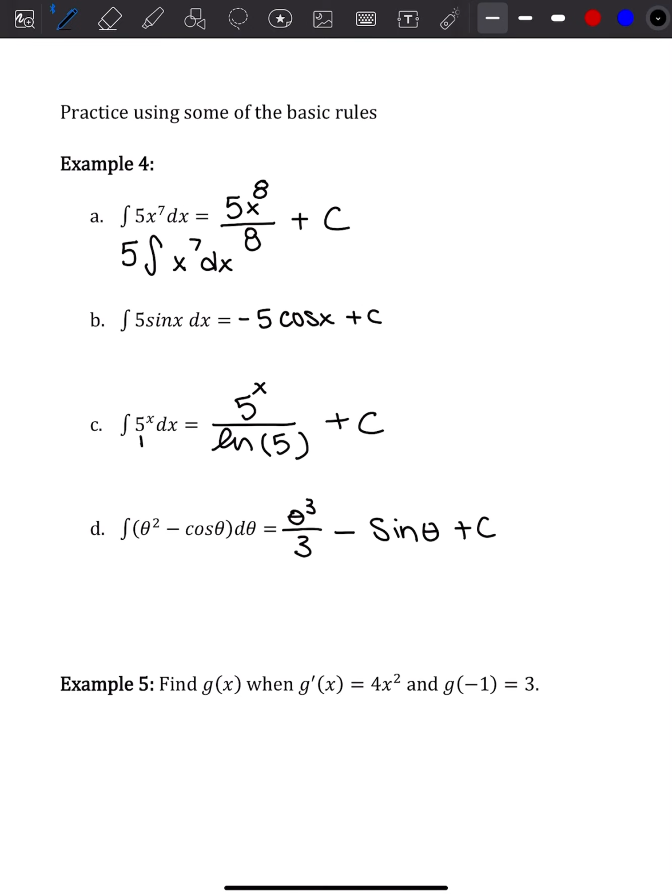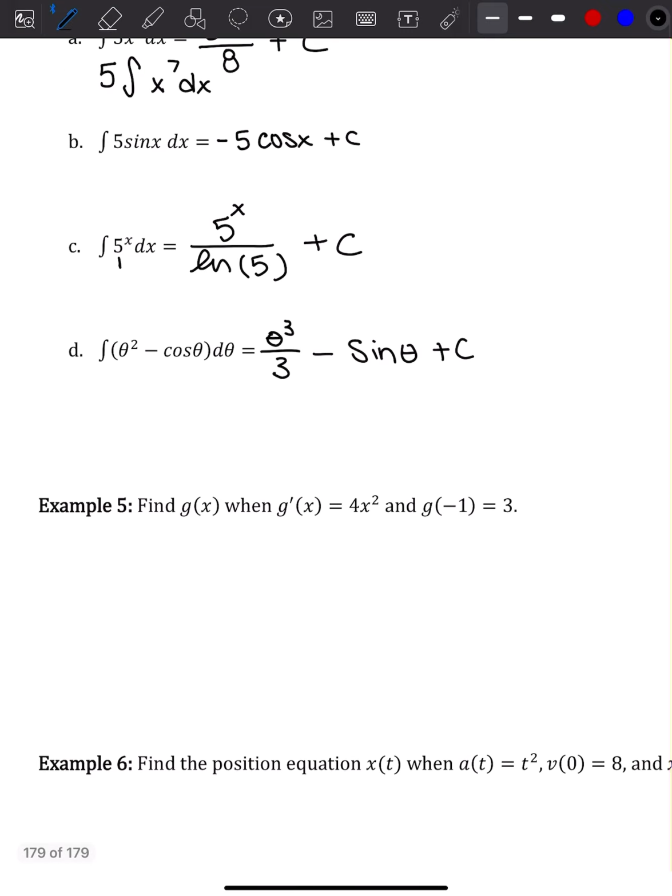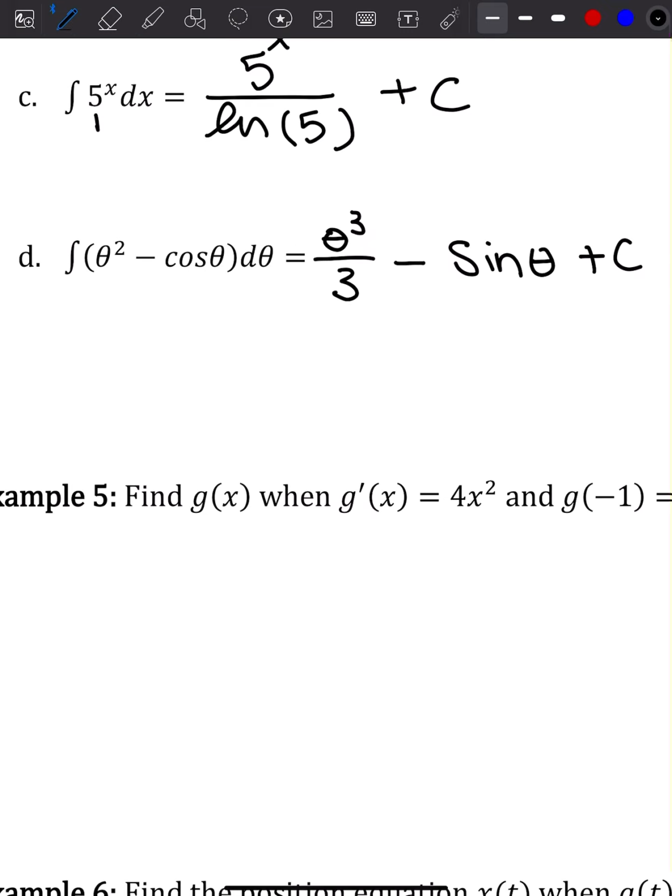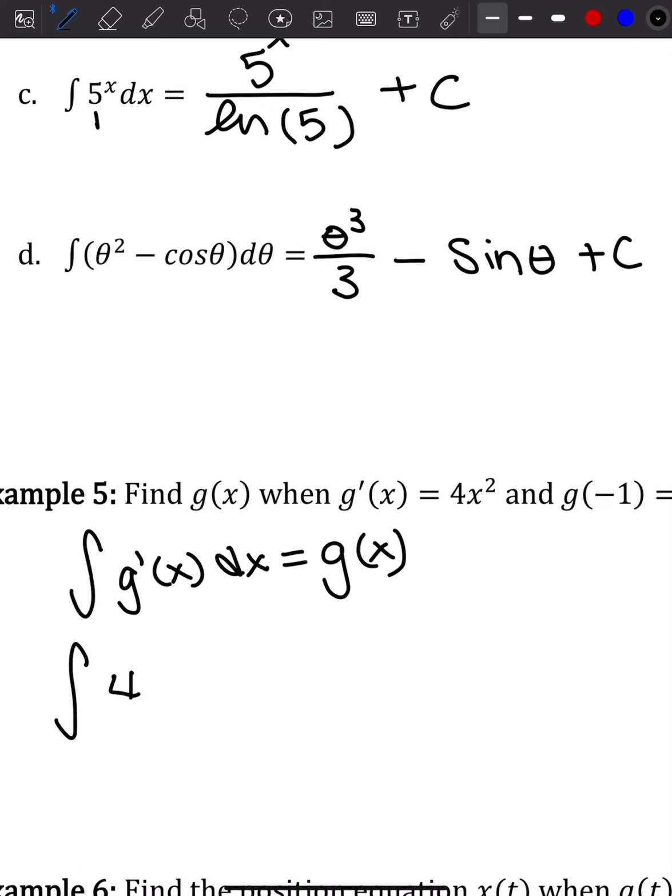Next we have find g of x where g prime of x is equal to 4x squared and g of negative 1 is equal to 3. So in order to find g of x, what we need to do is find the integral of g prime of x dx, and that is going to be equal to g of x. And then we need to use that plus c to help us out here. So we have the integral of 4x squared dx. We're going to use power rule, so we have 4x, add 1, and divide by it, plus c.